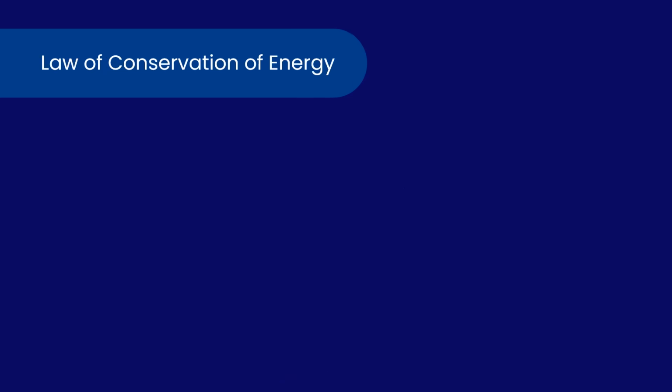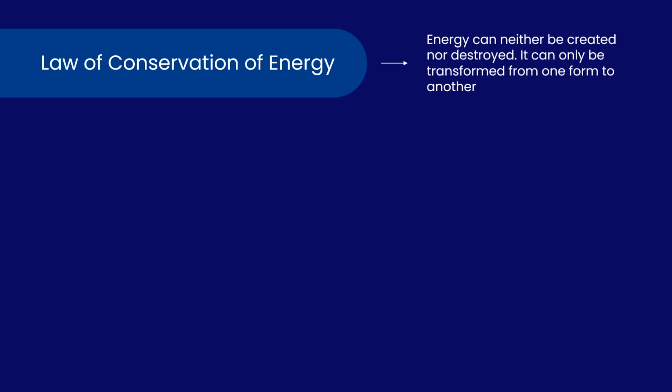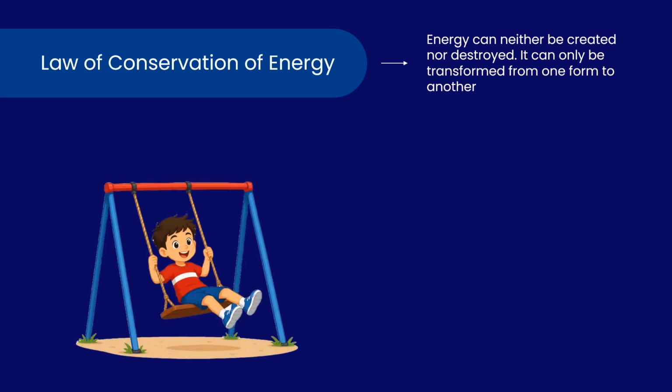Let's understand the law of conservation of energy. Energy can neither be created nor be destroyed. It can only be transferred from one form to another form. Look at the child on the swing. At the highest point, the child has maximum potential energy. As the swing moves downward, potential energy changes into kinetic energy. Although the forms of energy keep changing, the total mechanical energy remains constant.